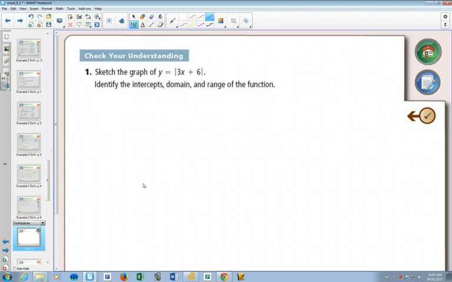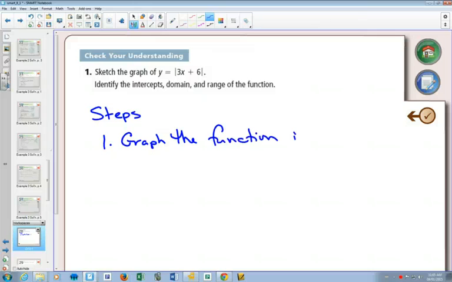Sketch the graph of y equals 3x plus 6 inside of absolute value bars. So what we're going to do for steps here, whenever we're going to have to graph, is first we're going to graph whatever the function is inside the absolute value.